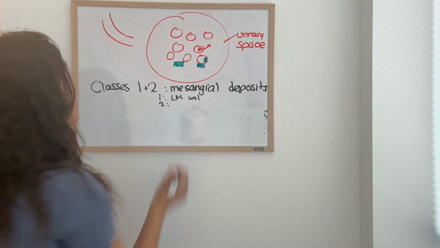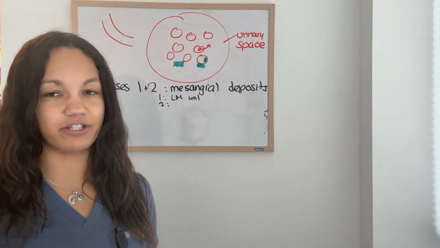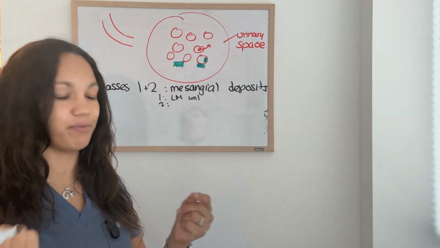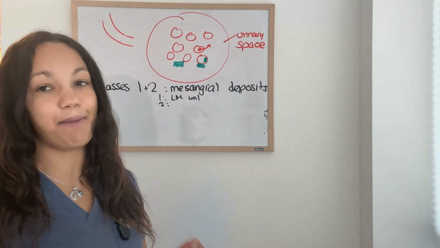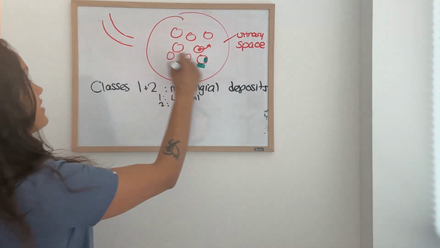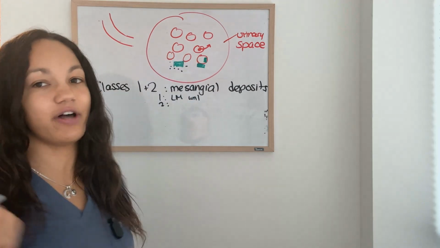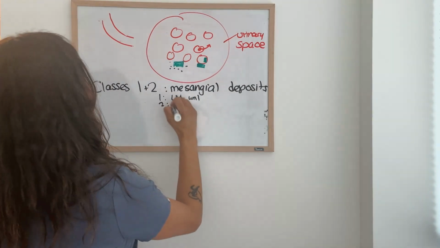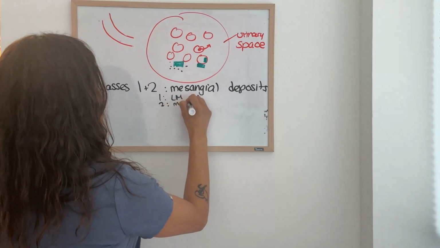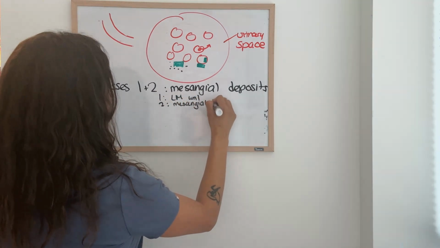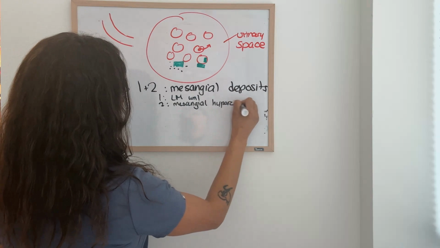With class 2, that's when you're starting to get a reaction to these deposits. So you start seeing an inflammatory reaction, otherwise known as mesangial hypercellularity. You're just getting more cells around here. So mesangial hypercellularity and expansion.